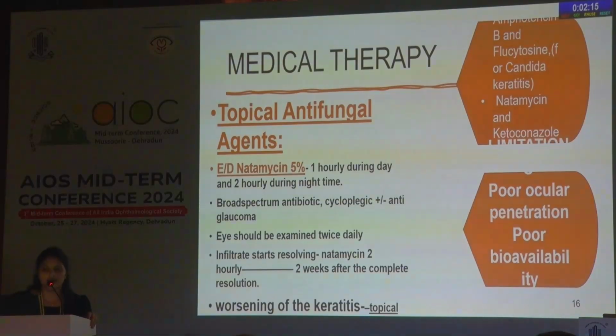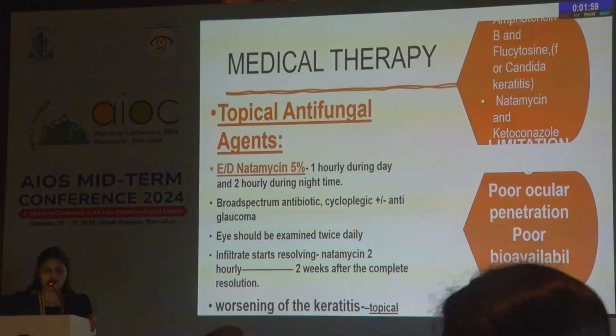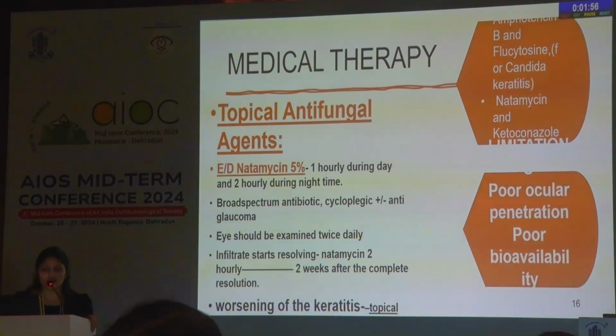Topical antifungal agent should be given. The most common first line drug is eye drop natamycin 5%, which should be given 1 hourly during the daytime and 2 hourly during the night time, round the clock. It should be associated with broad spectrum antibiotics, cycloplegics and plus minus anti-glaucoma. The eye should be examined twice daily. If the infiltrates are resolving, we can taper down the dosing to 2 hourly. And if the keratitis is worsening, we have to add topical amphotericin B.